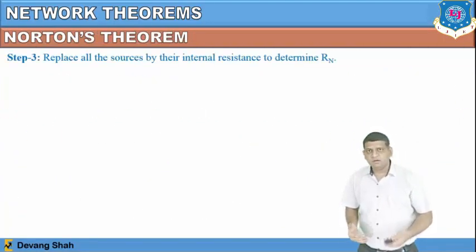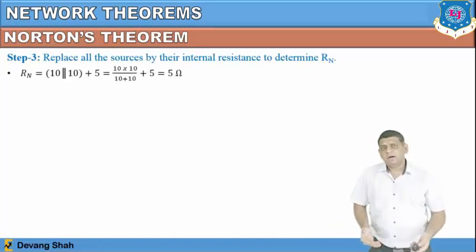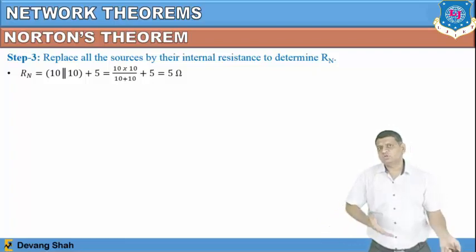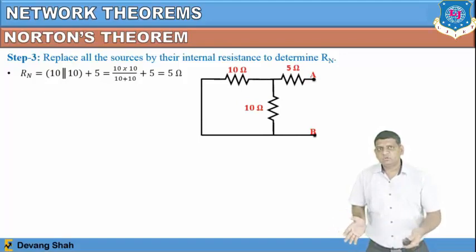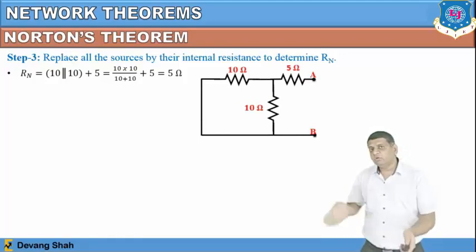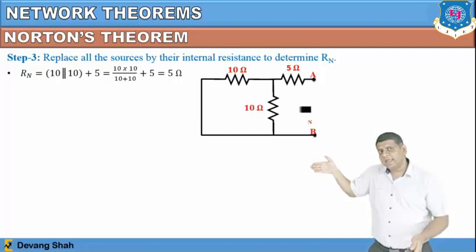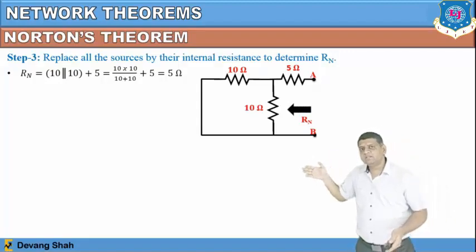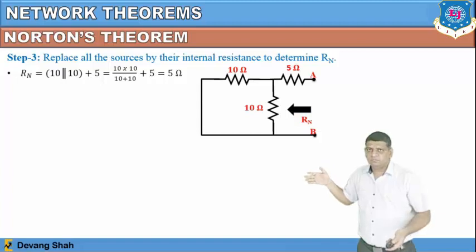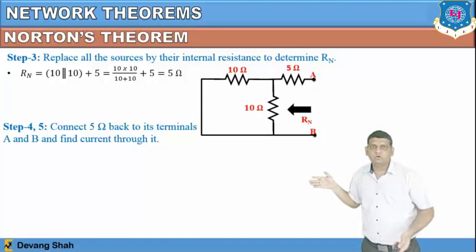My next job is to find the equivalent resistance RN. That RN you can find by making all voltage sources short and all current sources open. So in this particular network, you have to make the 120 volt short, right? That means you have to look from terminal A and B, and that's your equivalent resistance RN, right? So from here you can see that the 10 ohm and 10 ohm resistances are in parallel with the 5 ohm resistance in series. So from that you can find RN, that value is 5 ohm.